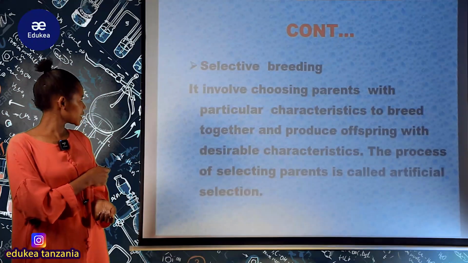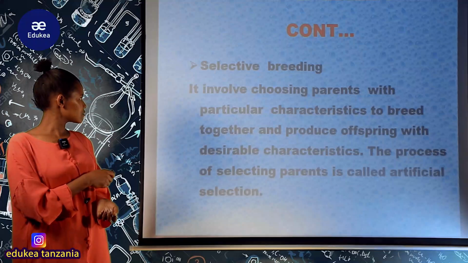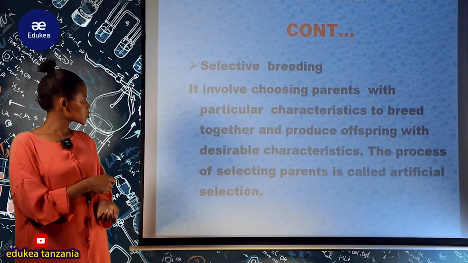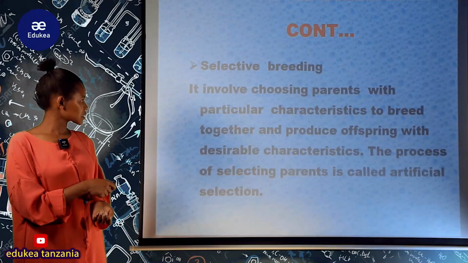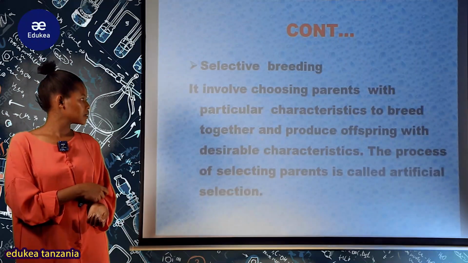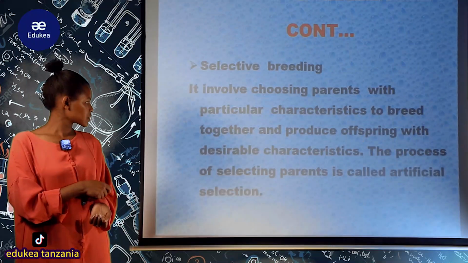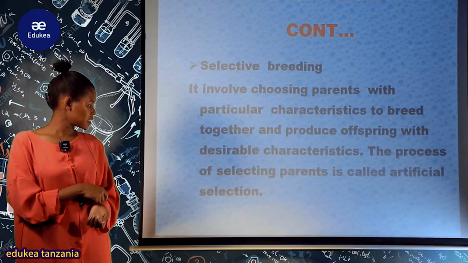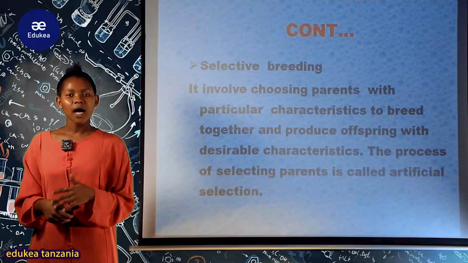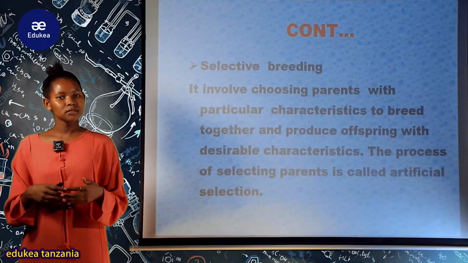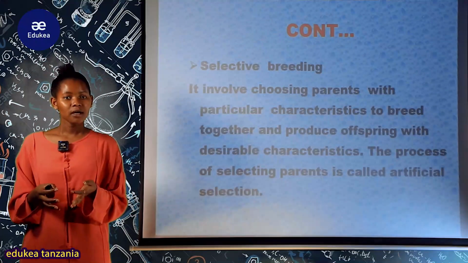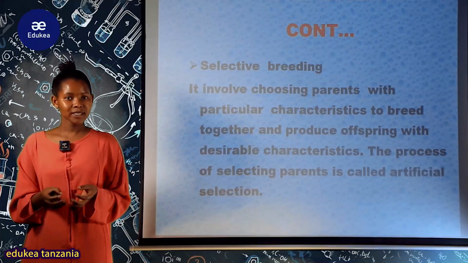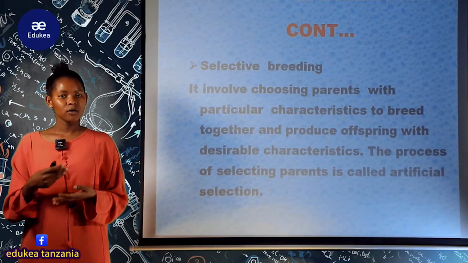And now tunaenda kuangalia another terminology which is selective breeding. Selective breeding involves choosing parents with particular characteristics to breed together and produce offsprings with desirable characteristics. The process of selecting parents is called artificial selection. As we know, in nature, parents wanakuwa wanakutana naturally, wanaproduce offsprings.